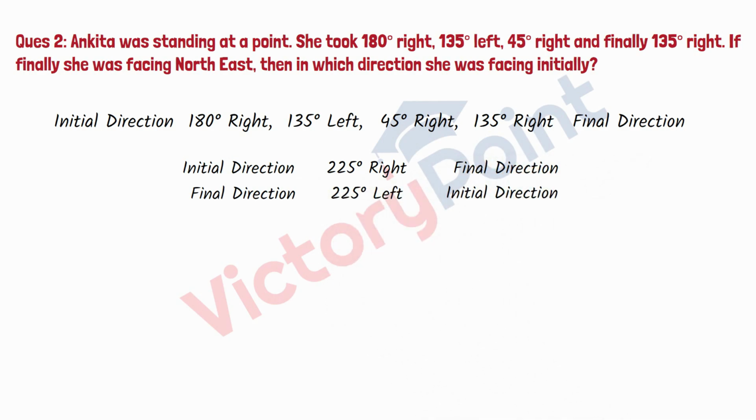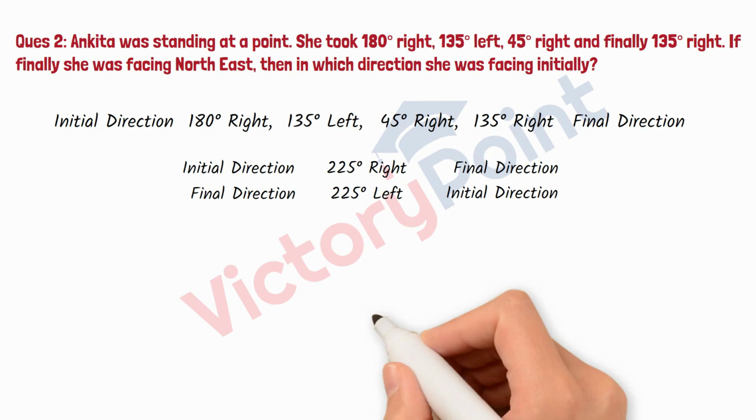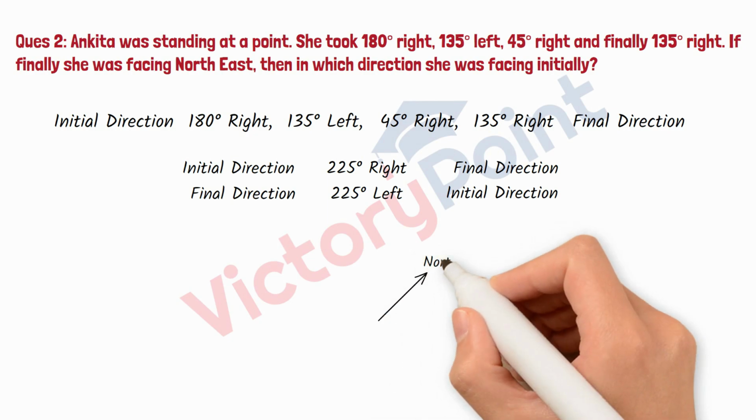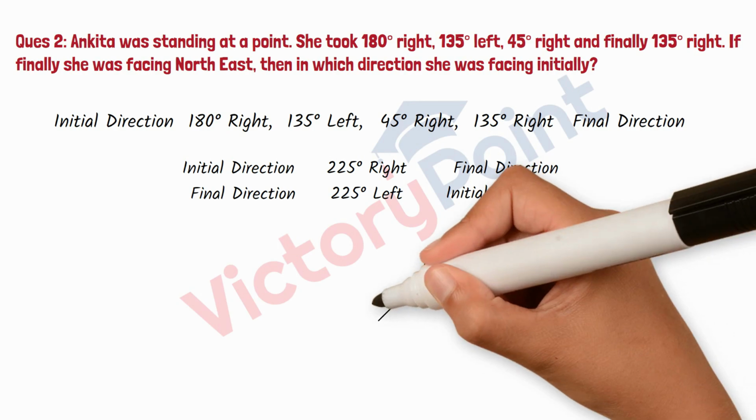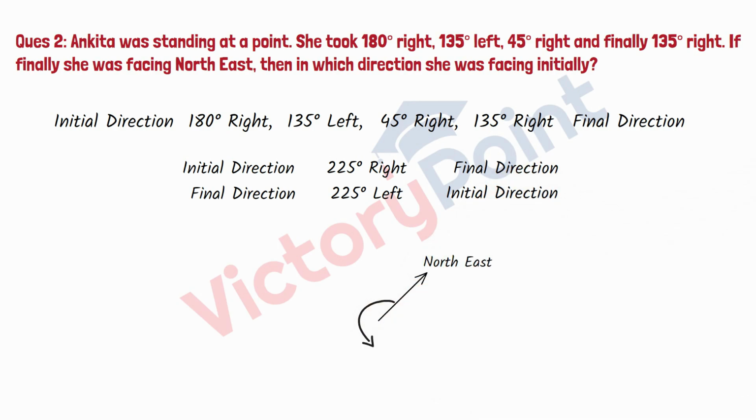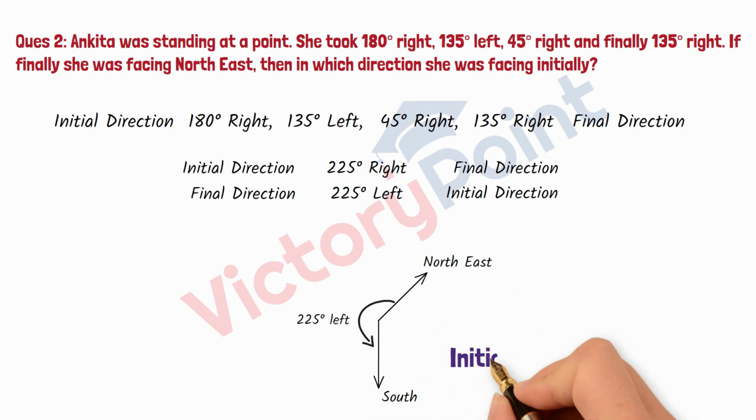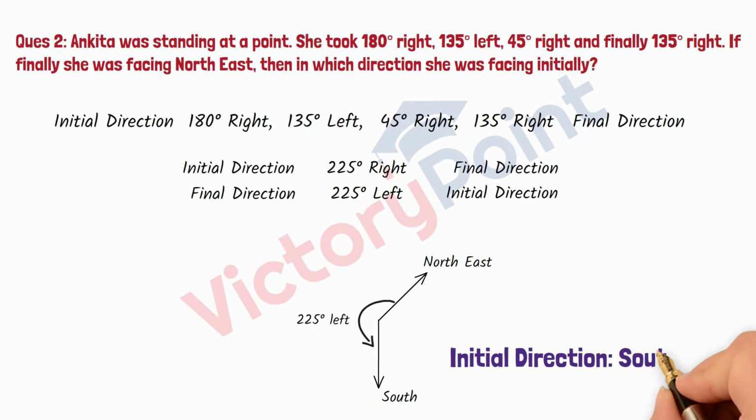So what's the final direction given? The final direction is northeast. So from northeast, if we take a 225 degree left turn, this is 180 plus 45, so we'll reach the south direction. So this means the initial direction was south. Let's move on to the next question.